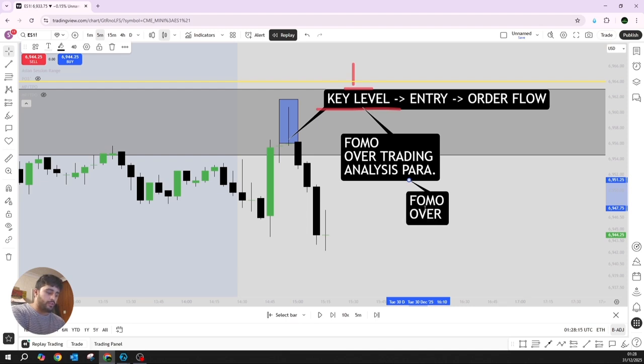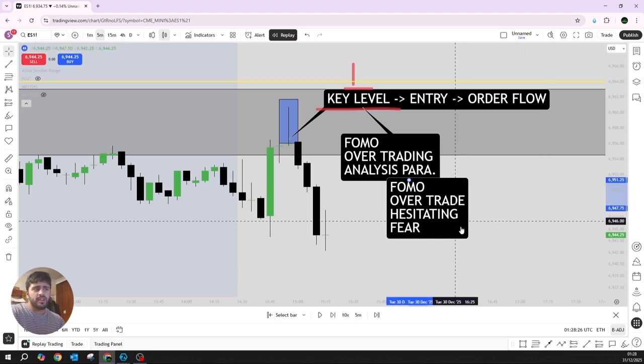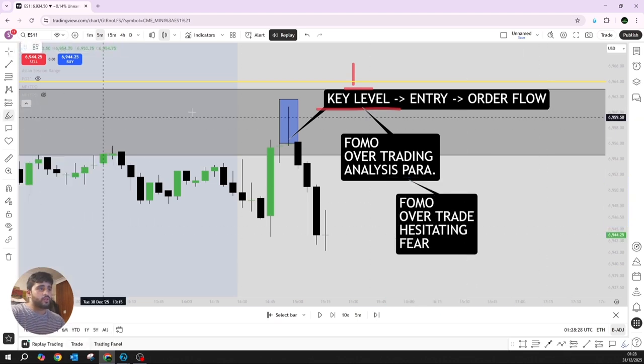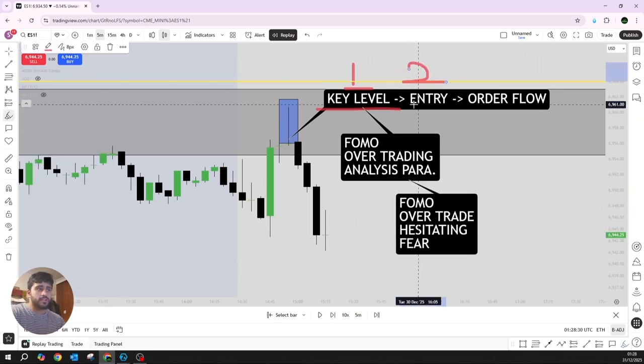Likewise, even with entries, if you're someone who has FOMO, or you overtrade again, or maybe you feel like you're hesitating, or there's some kind of a fear, it's probably down to step two. You're not understanding what to actually look for.